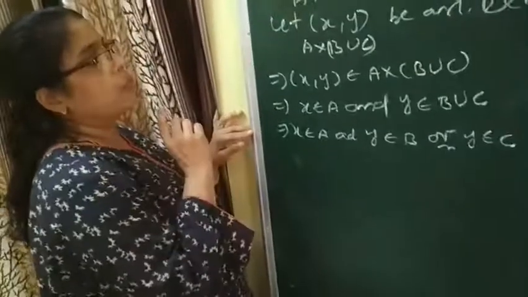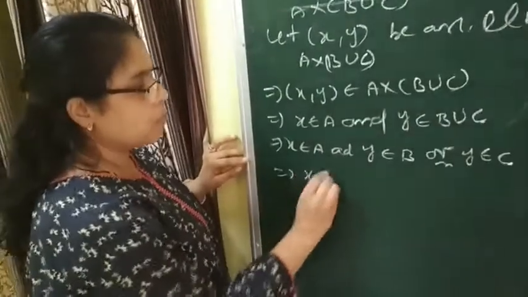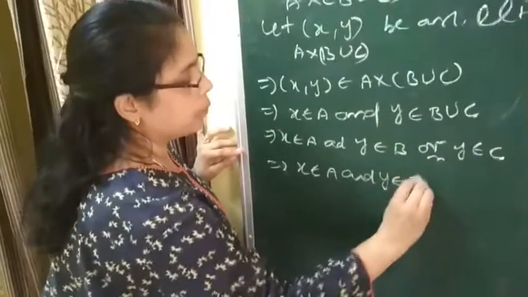Now you have to prove A into B union A into C. You have to adjust this accordingly. How will we adjust it? x belongs to A and y belongs to B.